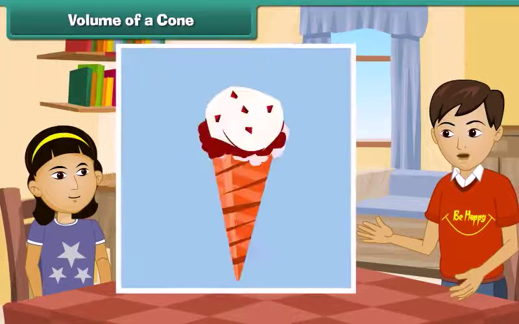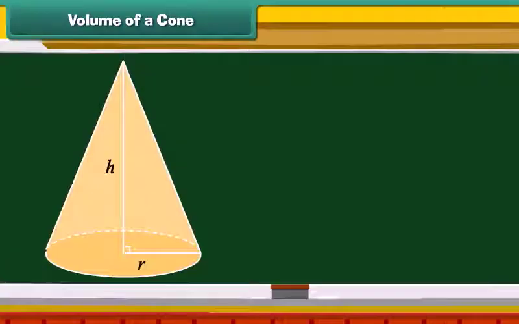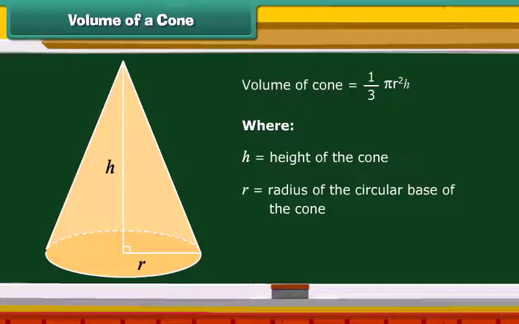Wow, yummy ice cream! Have you ever wondered how much ice cream it would take to fill up a cone? Have a close look at its cone. It has a round base which narrows to a point. Are you interested in measuring its volume? The volume of a cone is simply given by 1/3 pi r squared H, where H is the height of the cone and r is the radius of the circular base of the cone.